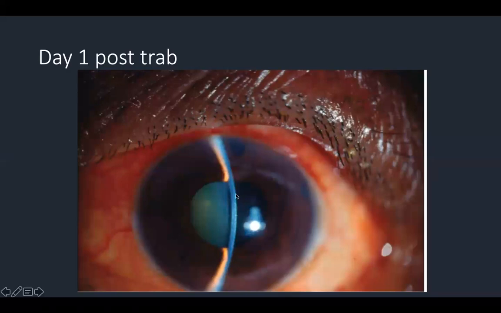So he's day 1 post-trabeculectomy. The patient slept well. The eye was patched till today. We just opened the patch in the clinic, and you can see the photo. His vision is a bit reduced. His vision actually has dropped from the pre-op. So we have to check the visual acuity of the patient first.